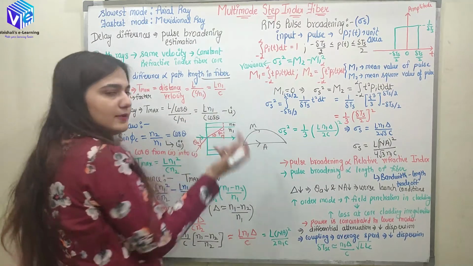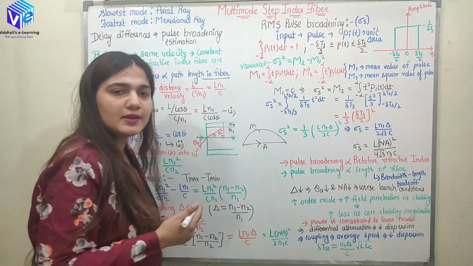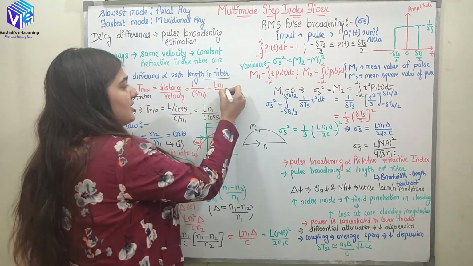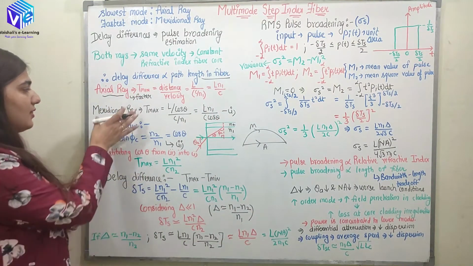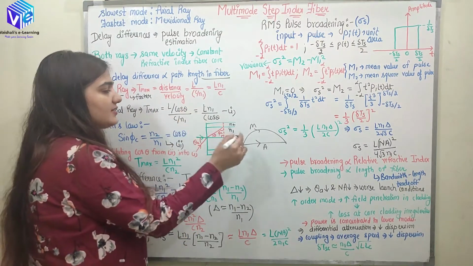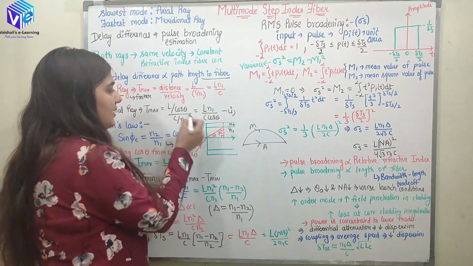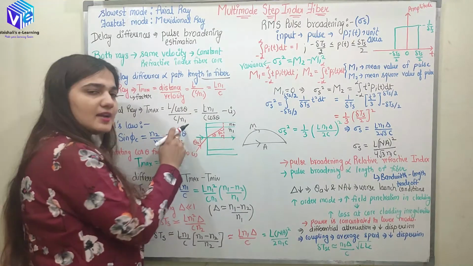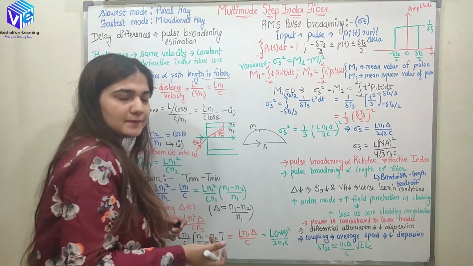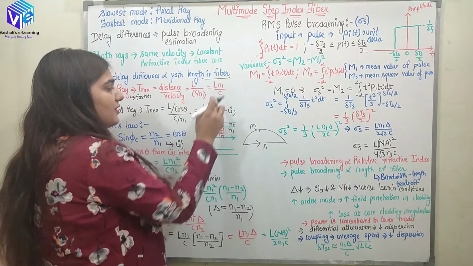So distance is L, we all know the length, and the velocity can be represented as c upon n1, where n1 is the refractive index of the core and c is the velocity of light. So it can be represented as L n1 upon c. Now for the meridional ray, we have the T max, right? The distance it is traveling is L upon cos theta, and the velocity would be c upon n1. Velocity is constant, so it would be L n1 upon c cos theta, right? So here we have to calculate this cos theta to see the difference between these two.